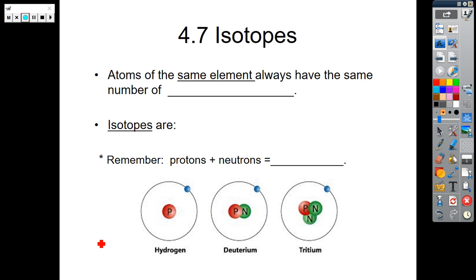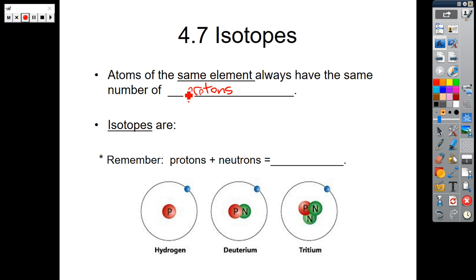All right. So now, let's get into this idea of isotopes. So isotopes are different versions of the same element. But we need to start off with a premise here that basically says that atoms of the same element always have the same number of, which subatomic particle has to be the same? It's the protons that always have to be the same.